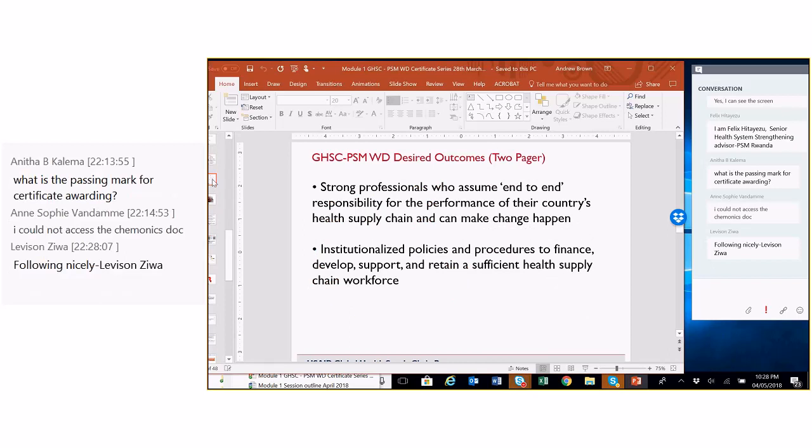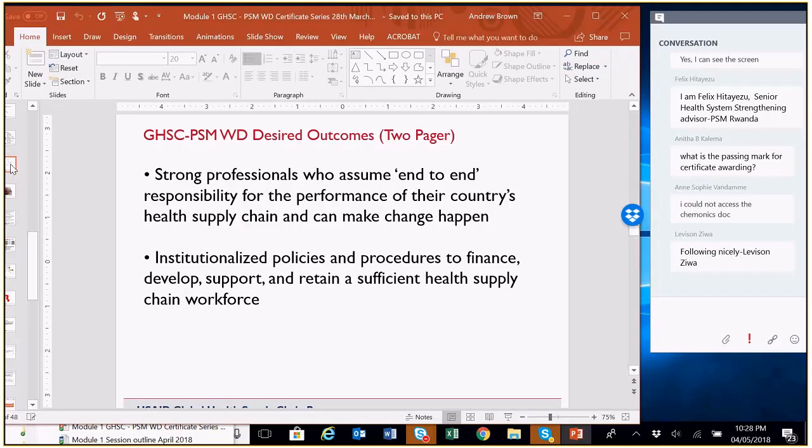There's really two things we're aiming for. If you are trying to improve the capacity of human resources in countries, there are two things you want to achieve. One is a situation where you've got strong professionals who assume end-to-end responsibility for the performance of their supply chain, but can also make change happen. You also are looking to ensure that there are institutionalized policies and procedures to finance, develop, support, and retain a sufficient health supply chain workforce. So as you're thinking about the activities in your country and the work that you are doing, are the things you're doing working towards these outcomes with that ultimate goal of having a sustainable system?